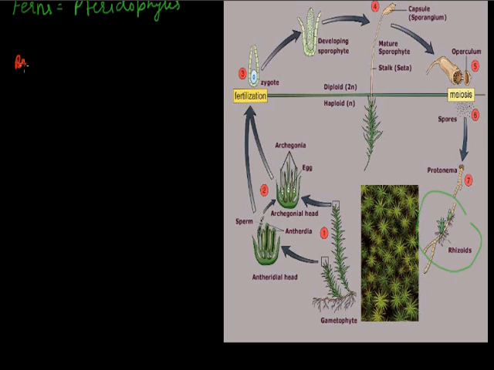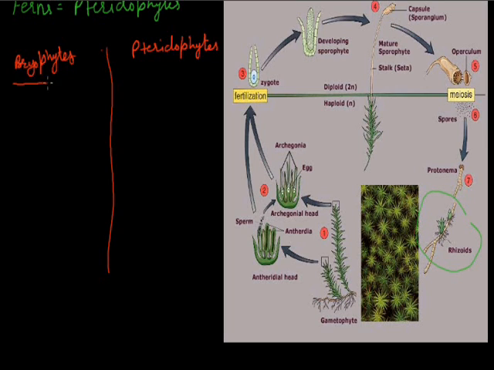If you compare the bryophytes and pteridophytes, this is the bryophytes and this is the pteridophytes. What is the basic difference between bryophytes and pteridophytes? Bryophytes are plants which have no true plant body. It means there is no leaf, stem and root. But pteridophytes have a well-differentiated plant body.